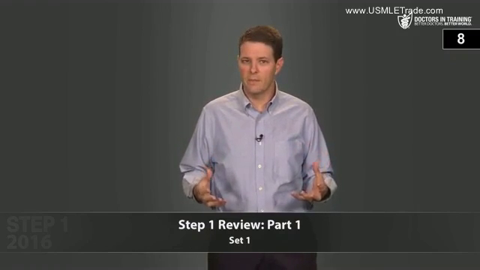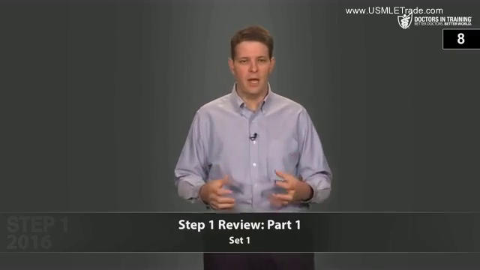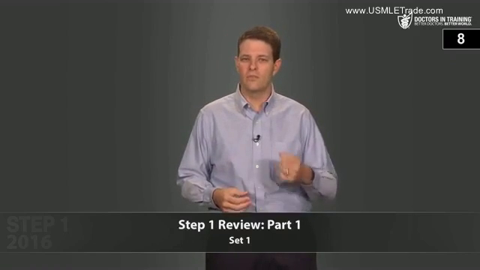Because students always want to say, well, it's dilating the coronary arteries. But the correct answer is that nitroglycerin relieves angina by dilating peripheral veins. So think about it. In a patient with angina or an acute MI, the coronary vessels are already going to be maximally dilated. So the main effect of nitroglycerin is to dilate peripheral veins.